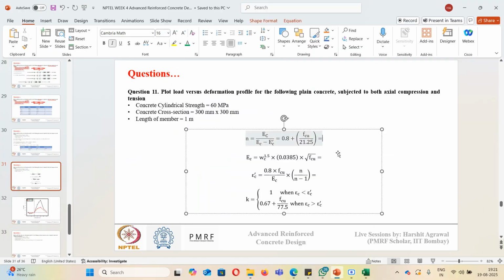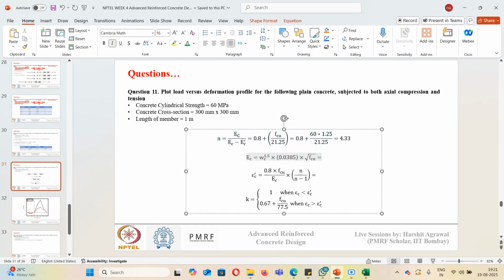Let's first calculate the value of n. We know the concrete cylindrical strength. The cube strength will be 60 into 1.25, so that will be 75 MPa. So the value of n will be 0.8 plus 75, that is 60 into 1.25, divided by 21.25. This will come out to be 4.33.